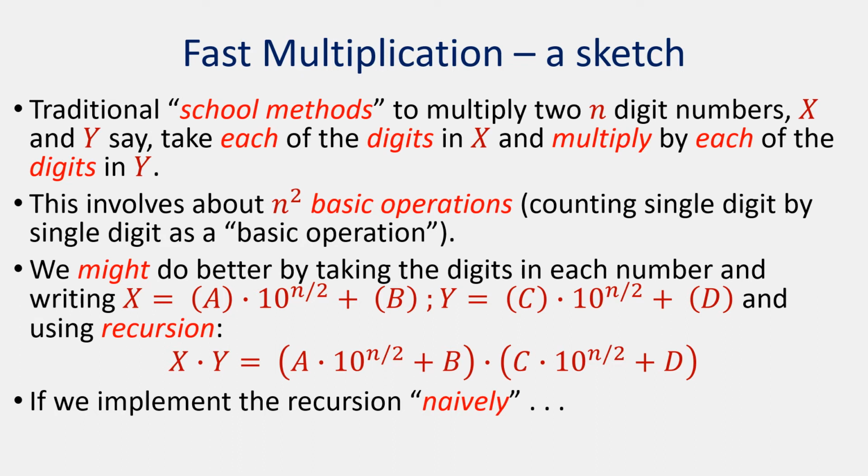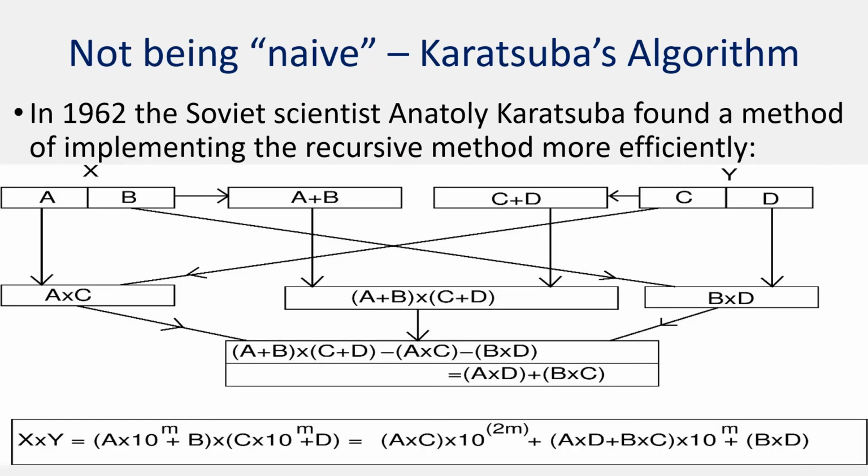Now, if we implement that recursive process in a naive fashion, what happens? Well, we don't do any better. The naive recursive algorithm takes about the square of the length of the numbers, in exactly the same way as this traditional school method does. So here's something really quite surprising.